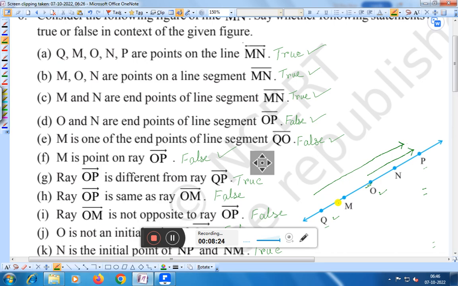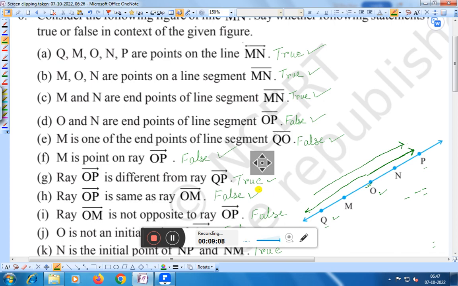Now H, ray OP is the same as ray OM. Ray OP is here, you see, this is ray OP. And ray OM is opposite to that, right? Here you see that ray OM is in this direction, right? Therefore, they are opposite. Therefore, ray OP is the same as ray OM, that is false, right? This is also false.